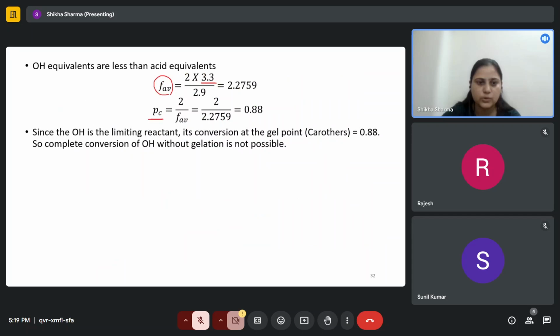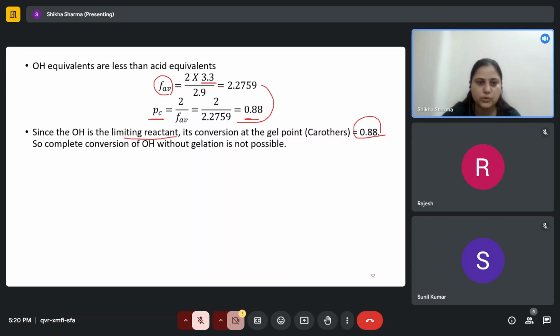From this we can get the extent of the reaction at the critical point, which is 2 divided by FAV, equals 2 divided by this value 2.2759, which is nothing but 0.88. Since OH is in the limiting amount, it is the limiting reactant, and its conversion at the gel point will be 0.88. So what we have just done is take what is in the limiting amount. OH is in the limiting amount, so we calculated the extent of the reaction for the limiting reactant. Its conversion we have calculated is 0.88.